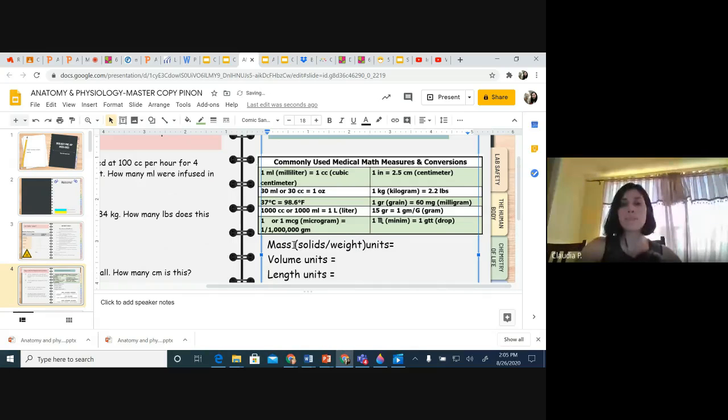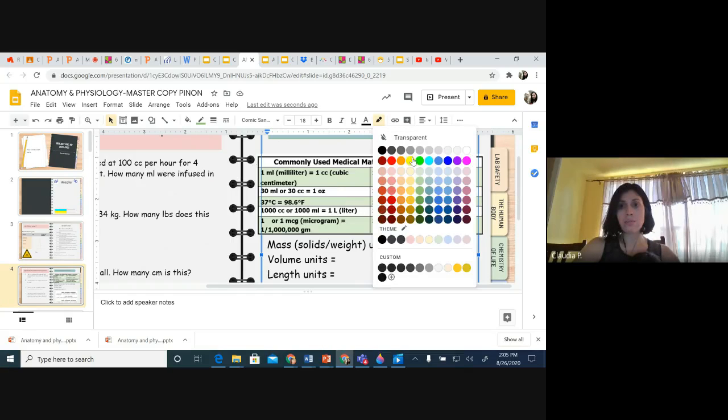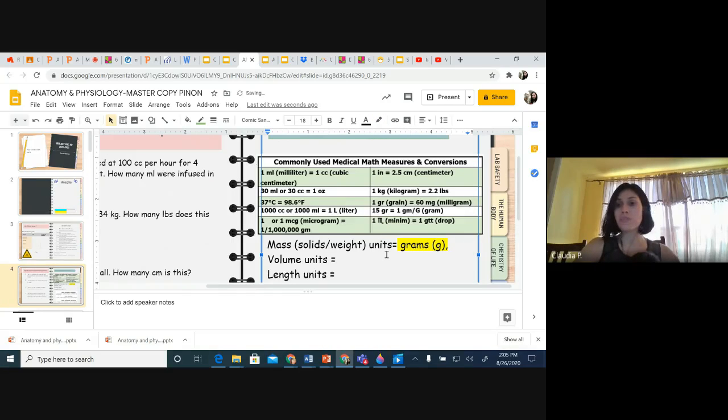You guys can be typing this on your end. And for mass, we are going to use grams in our particular class. What you can do, since this all looks the same to me, if I want to see what the notes are, I would recommend that you highlight them or change to a different font. You don't have to do this on your end, but it might be useful to tell the information apart.